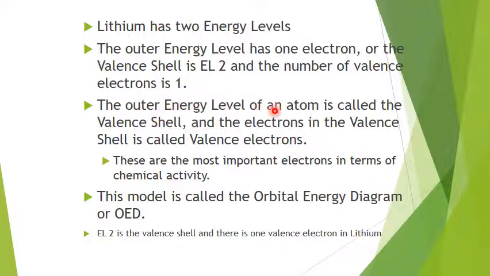The outer energy level of an atom is called the valence shell. The number of electrons in the valence shell are called the valence electrons. And these are really the most important electrons of an atom because they determine the chemical activity. So we're going to be really focusing on knowing the valence electrons and the valence shell. And also, as we just said, this model is called the orbital energy diagram, or OED.